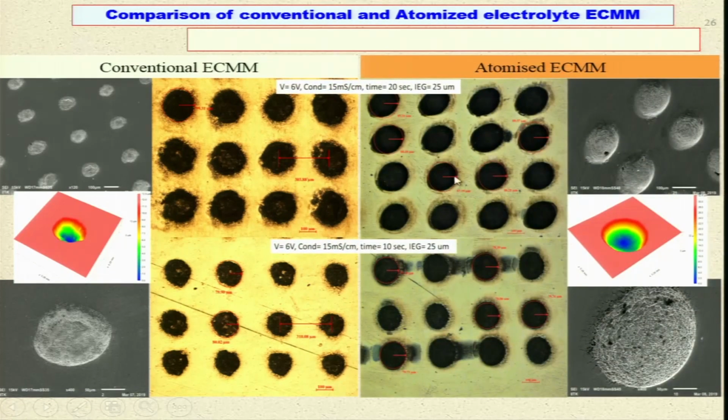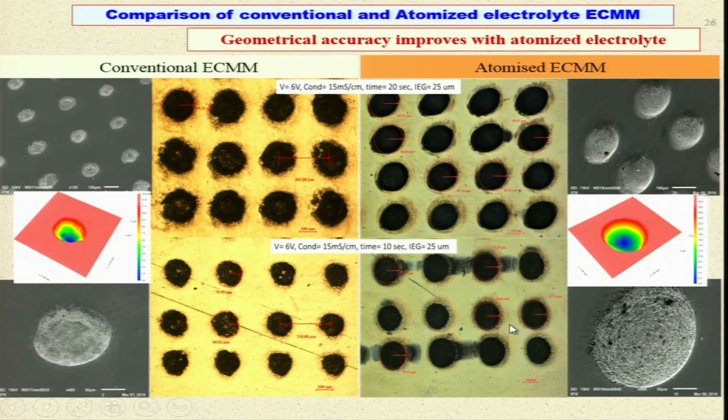Then this is with the atomized ECMM, and qualitatively if you compare these two, there is a difference in the cleanliness of the dimples that have been created over here. If you compare this one with this one, again you find the atomized one has better results compared to the conventional electrolyte flushing. So, you can see some differences. What we can conclude from here is that atomized electrolyte supply in electrochemical micromachining gives better results.